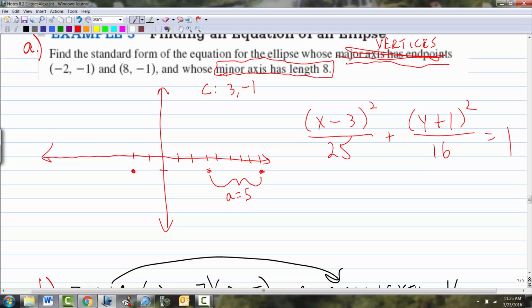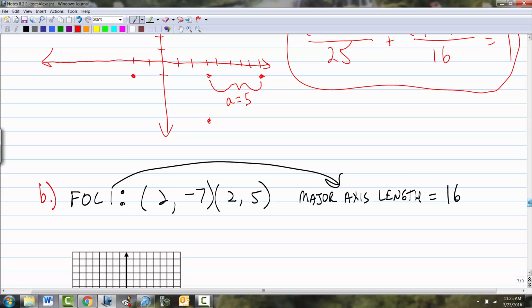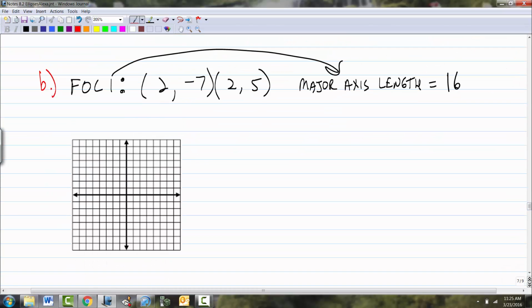Minor axis length of 8 means I go up 4 and down 4 to get the other part. And then if I connected those dots, 1, 2, 3, 4, then that would be our ellipse. But my scale's all screwed up, so that's why it looks a little distorted. All you had to do is come up with the equation, so that's it. Mickey Mouse stuff. Oh, it's going to get more challenging.